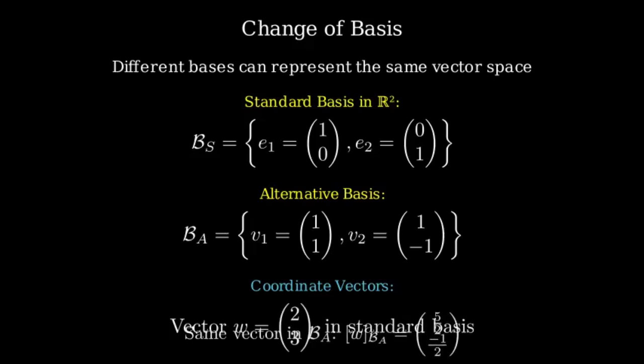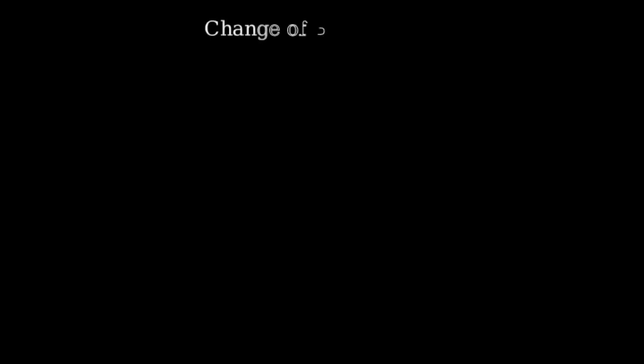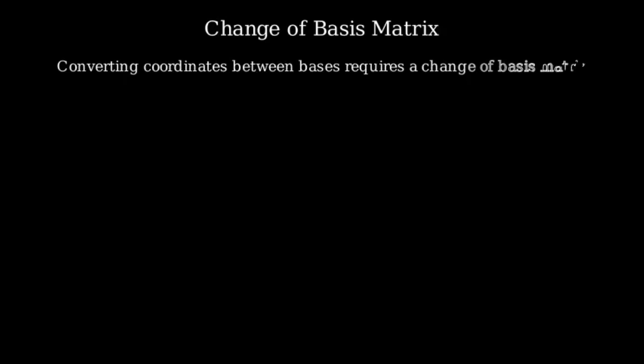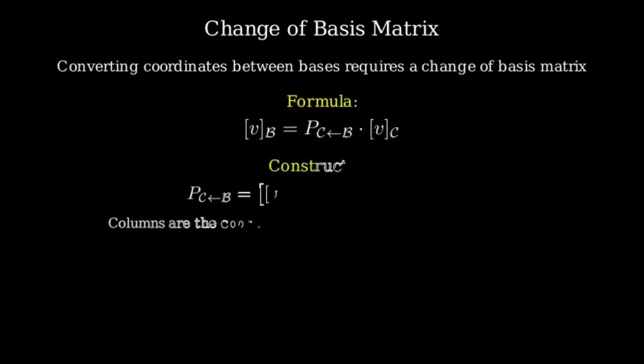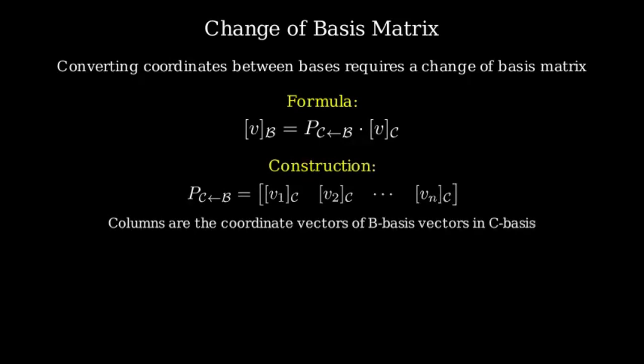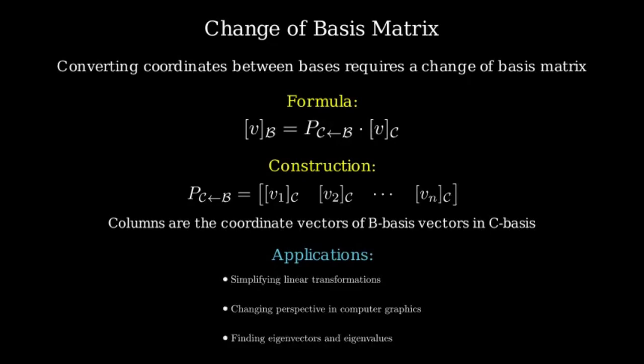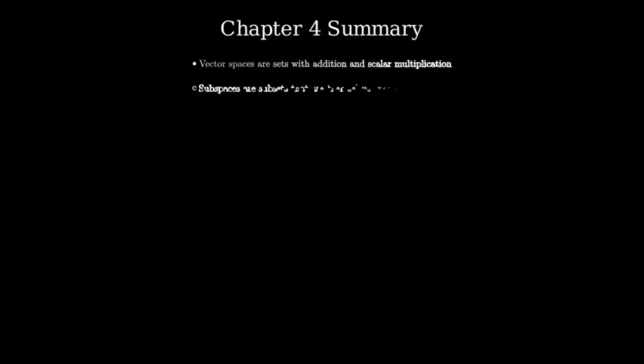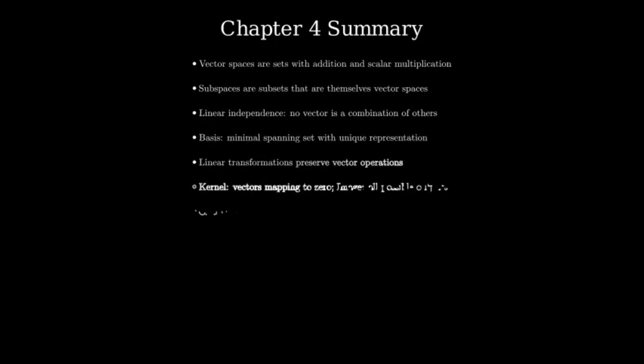To summarize Chapter 4, vector spaces have specific operations and axioms. Subspaces are special subsets of vector spaces. Linear independence means no redundancy. A basis gives a minimal spanning set. Linear transformations preserve vector operations. The kernel and image help us understand these transformations. Change of basis allows different perspectives on the same space. These concepts connect to linear systems, eigenvalues, abstract algebra, and practical applications in computer graphics and data analysis.